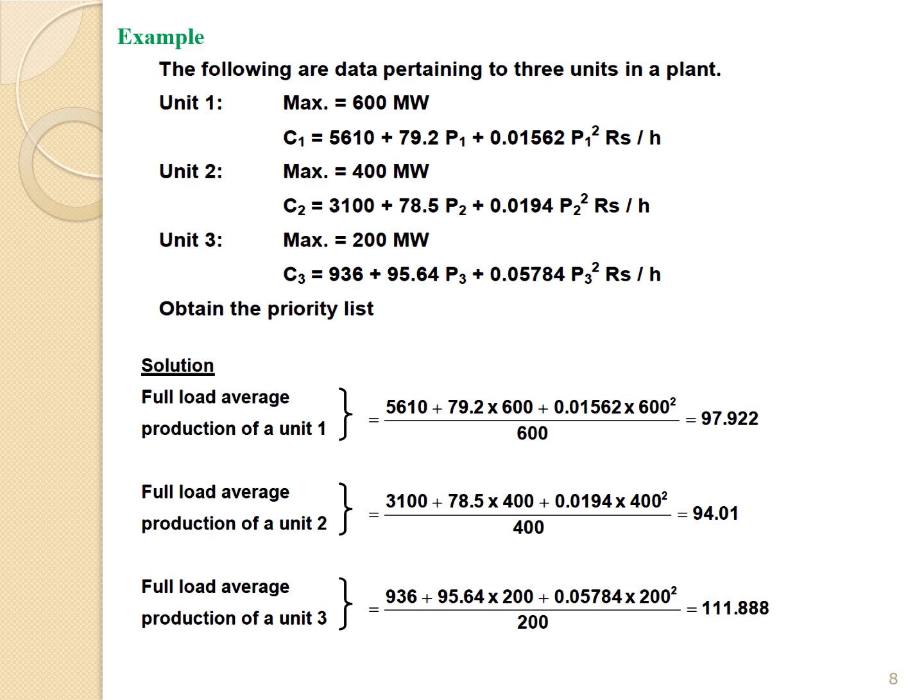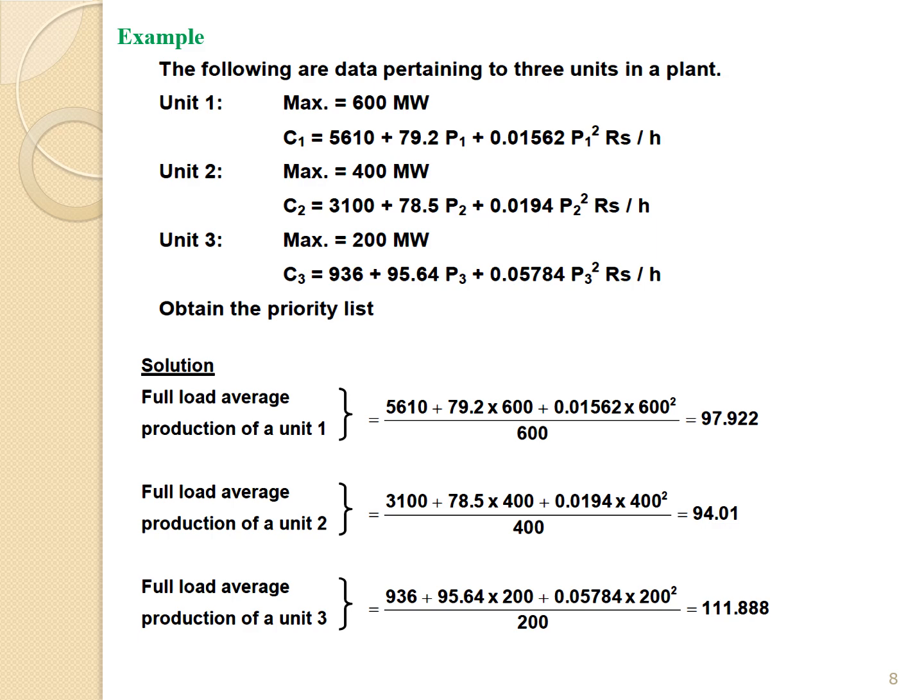To create a priority list, we need to calculate the full load average production cost for each of the units, and the formula that we discussed in the last slide is what we want to calculate, basically mu. To calculate the value of mu, we first write the cost function and divide it by the power output of that particular generator. For example, for unit number 1, we are writing the cost function of the unit.